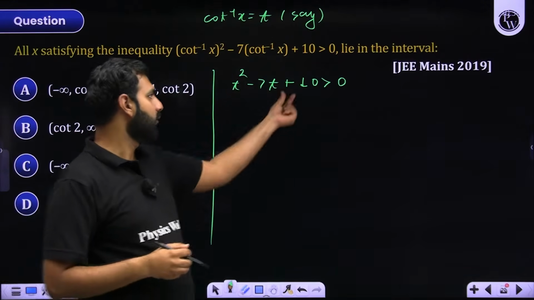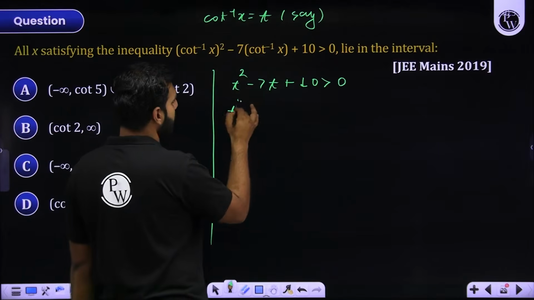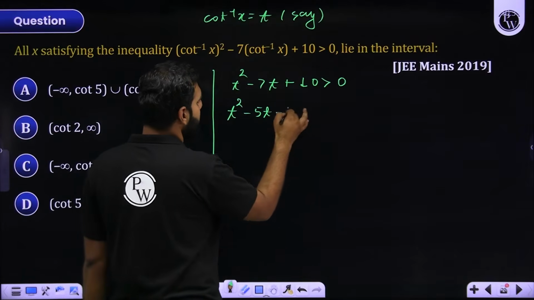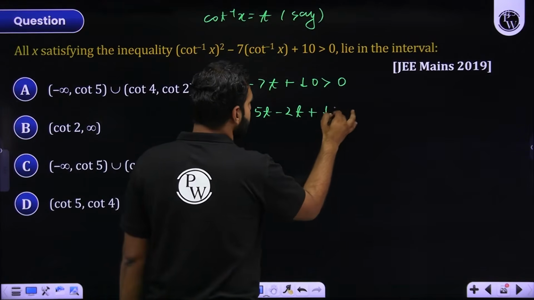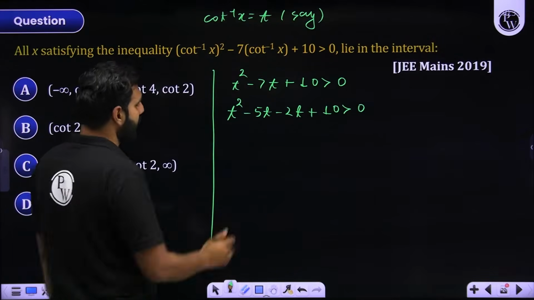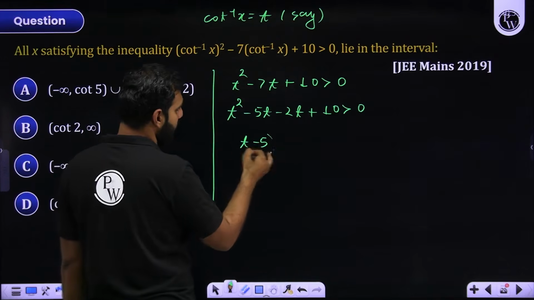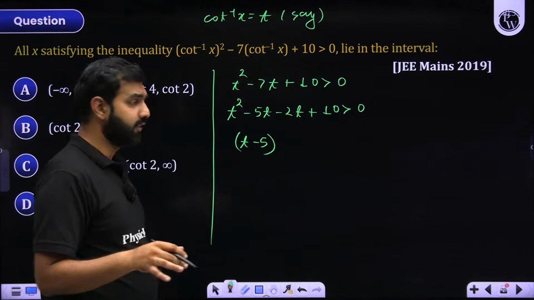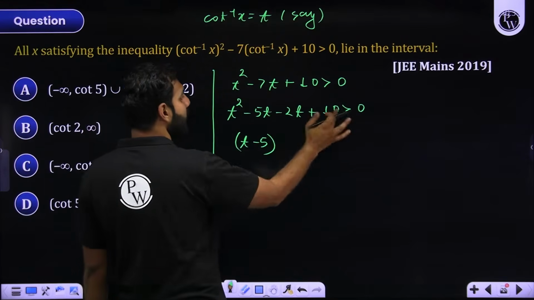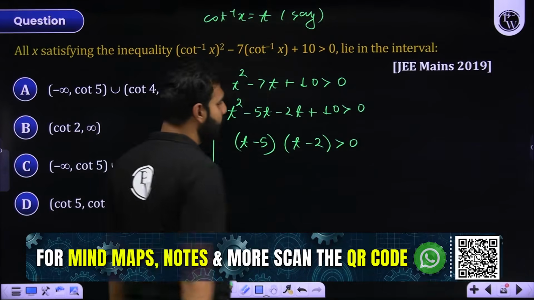Now, if I could split the middle term, minus 5 and minus 2 work perfectly fine. So t square minus 5t minus 2t plus 10 is greater than 0. I hope it is understandable. Now, if I factorize it, one factor is t minus 5, and the other, taking minus 2 common, is t minus 2, and the product is told to be positive.